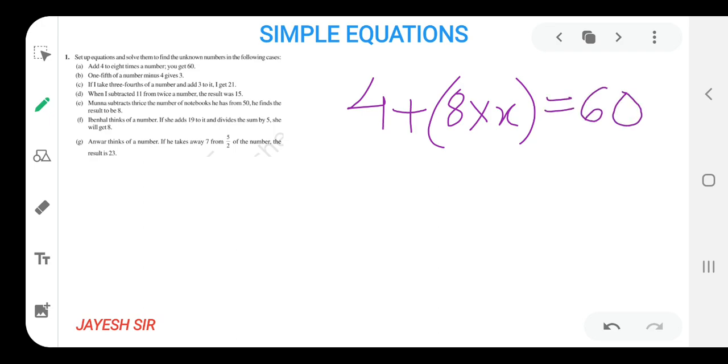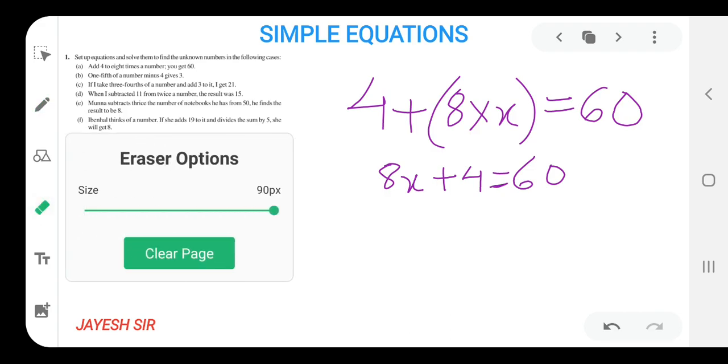In this way we are forming the equation. Just by reading the question you can definitely form the equation. That is very easy, friends. What is to be written? I have added 4 to 8 times a number. 8 times a number means 8 into x. As it is addition, you can write it like this, but the best method is that the number should come first: 8x plus 4, and is equal to 60. This is the equation that we need to form.